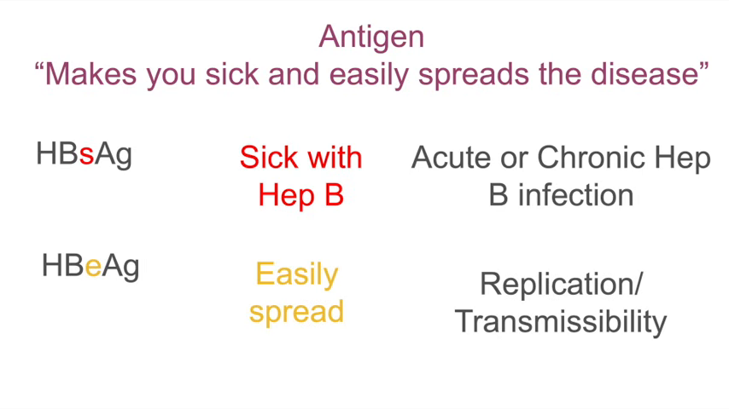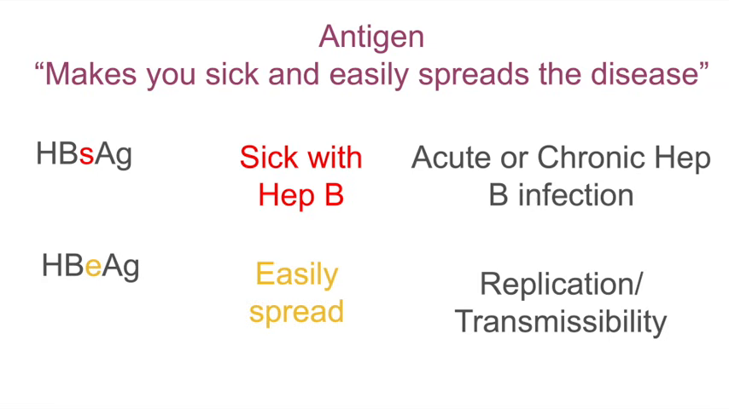So, remember, when you think of antigens, think of the phrase that antigens make you sick and easily spread the disease. So, the surface antigen means that you're sick, whether acute or chronic, with hepatitis B. The E antigen means that you easily spread the disease. Okay, so just pause the video or take a screenshot and really commit this to memory. But now let's move on to the antibodies.